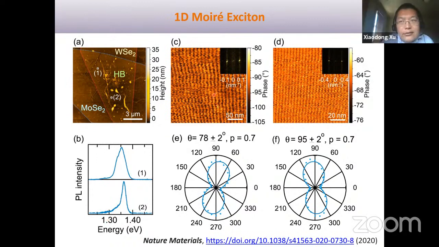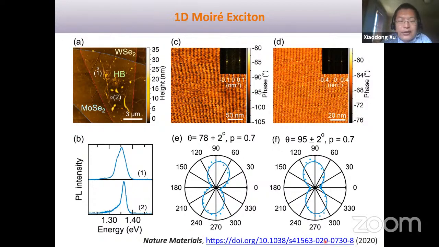For these one-dimensional traps, what they found is that the PL linewidth becomes really broad. It's not narrow anymore. This is number one. Number two is that the PL feature is not circularly polarized. It becomes strongly linearly polarized, and the linear polarization follows the stripe patterns. The details you can find in this work, just published a couple of weeks ago.